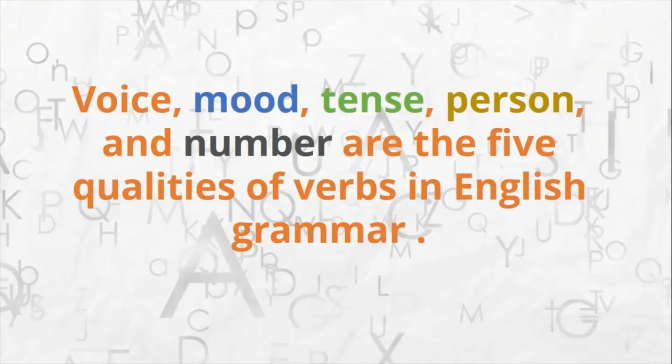So there are various moods, basic verb moods like imperative, indicative, etc. We are not going to take a look at all of them. Just understand that voice that we are going to learn very soon, mood, tense, person, and number. These are the 5 qualities of verbs in English grammar. So when we are talking about voice here in this particular lesson, we are talking about verbs. So remember that.